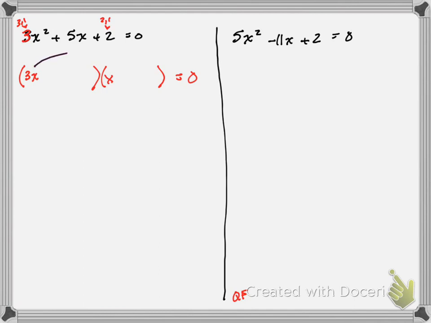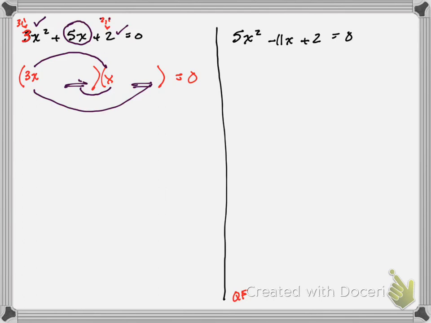So again, I'm good on my 3x squared. That's definitely taken care of. I'm about to be good on my +2. I need the outside-inside combo to add to 5x. Okay? 2 and 1. I have to use 2 and 1. So the question is, do I put 2 here, or do I put 2 here? You might want to pause it and think about it for a moment.